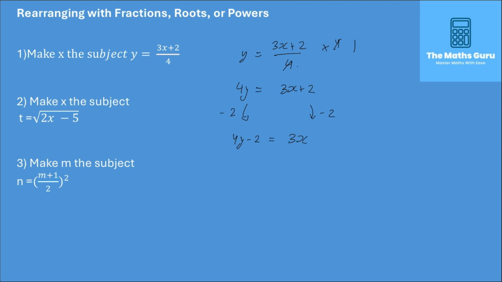Now we see our x is being times by 3. And to reverse this, we divide by 3 to get x by itself, which is 4y minus 2 over 3 is equal to our x. And as we can see, x is alone on one side of our equation.